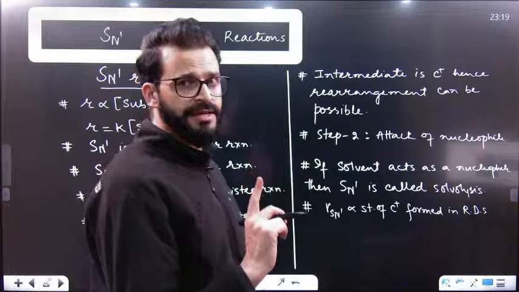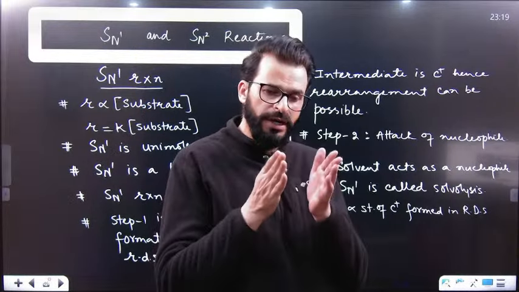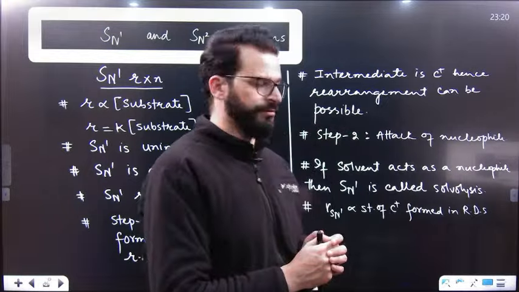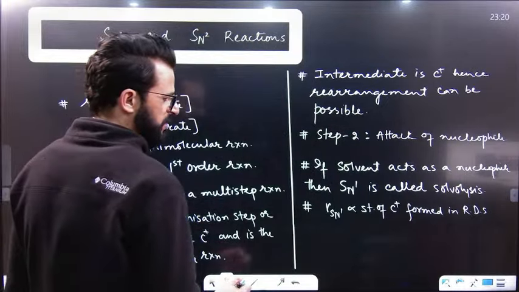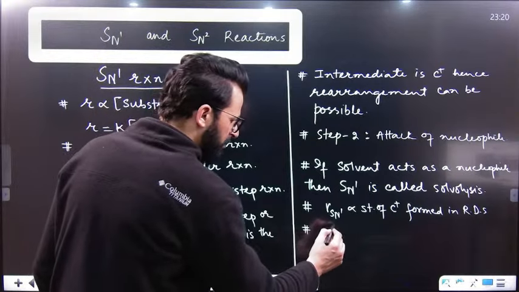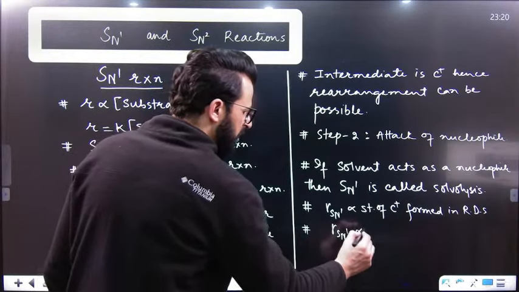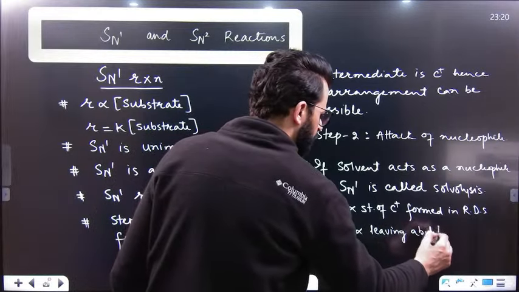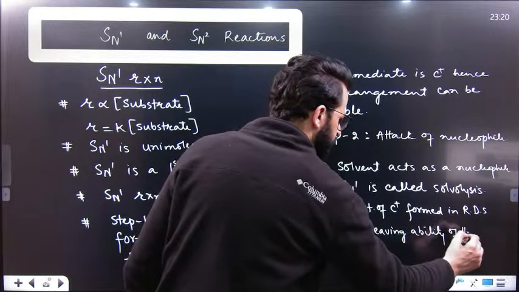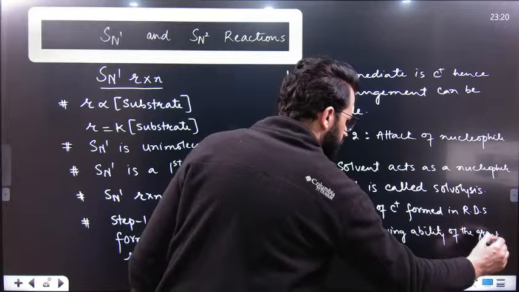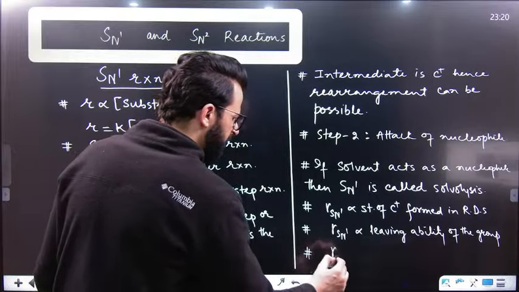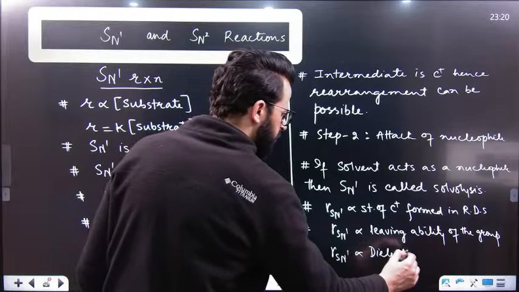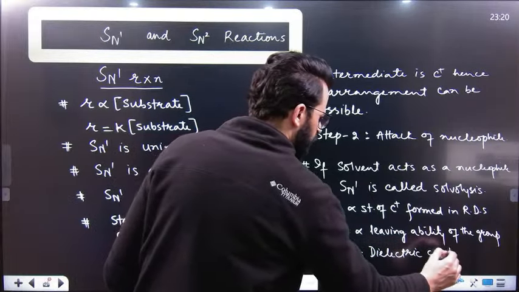We are not discussing SN1 in detail, because we have to only differentiate SN1 and SN2. We must know a few points about SN1 and SN2 so that we can solve the questions of SN1 and SN2. After that, remember, rate of SN1 is directly proportional to leaving ability of the group, and rate of SN1 is directly proportional to dielectric constant value of the solvent.